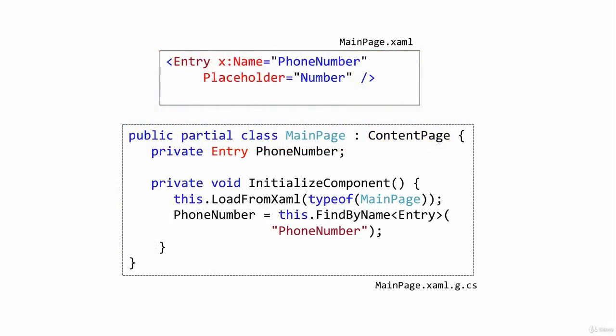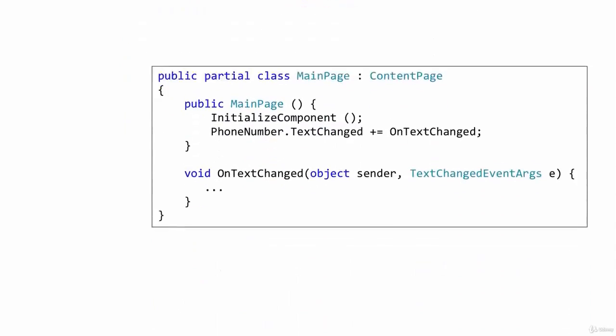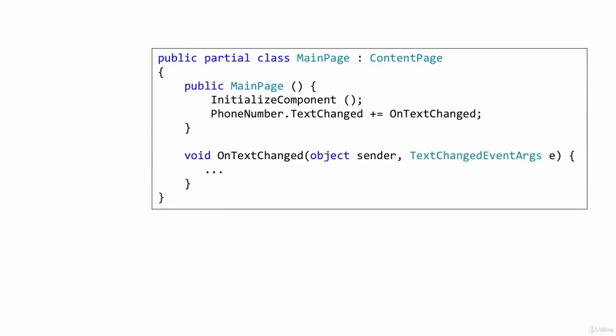Since this creates a field, you can't use any arbitrary string. Instead, it must conform to the naming conventions for a variable. It also must be unique, as it will be compiled into your code behind definition. Once you've provided a name for an element, you'll be able to interact with that element in the code behind file just as if you had defined it in your own code.